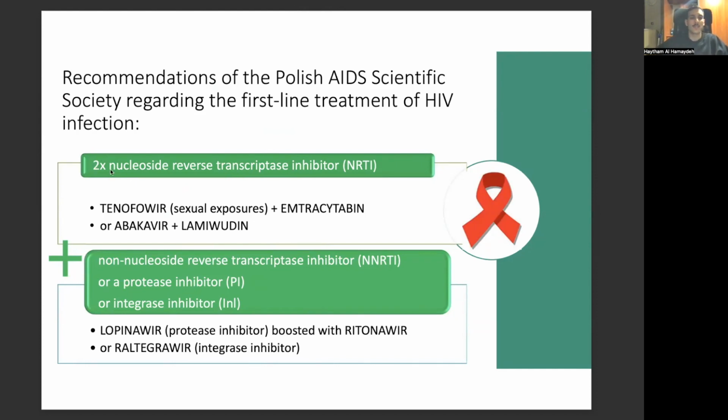And you just have to memorize the names in here. So I just had a very quick mnemonic: lamivudine, abacavir, tenofovir, and emtricitabine. And plus, you can use this plus a protease inhibitor, or this plus an integrase inhibitor, or this plus a non-nucleoside reverse transcriptase inhibitor. And the second part have names as well, such as raltegravir or ritonavir, that boosts lopinavir. Okay, so just memorize this and you'll be done.